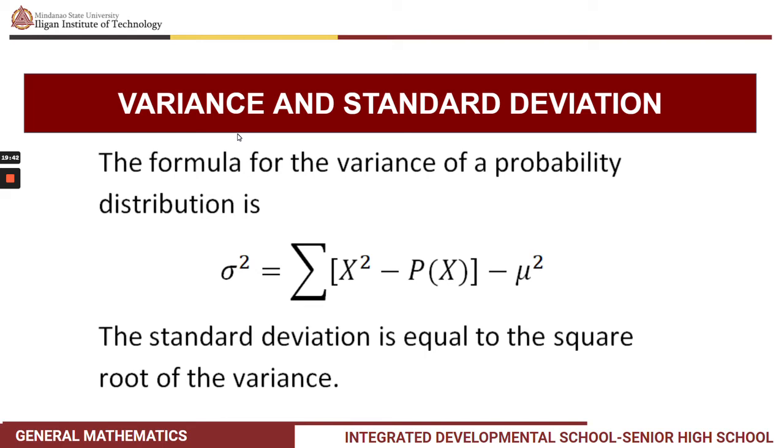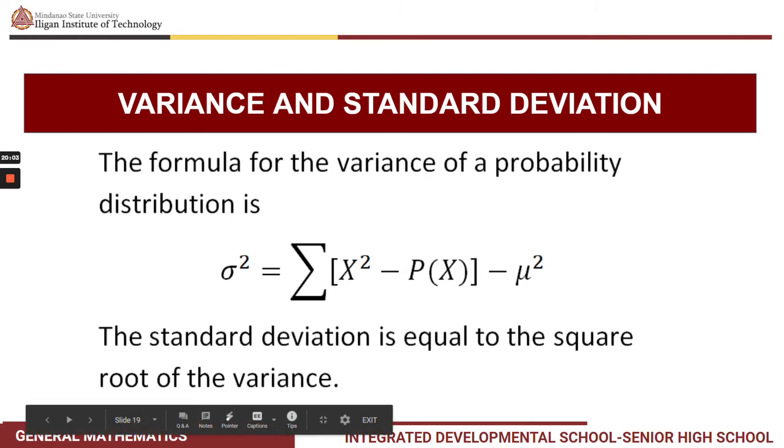Now, the formula for the variance of a probability distribution is given by this formula. It's actually the sum of the squares of each value times its corresponding probability, and then the sum subtracted by the square of the mean. Now, the standard deviation, of course, is just the square root of your variance. Okay, let's apply this in an example.